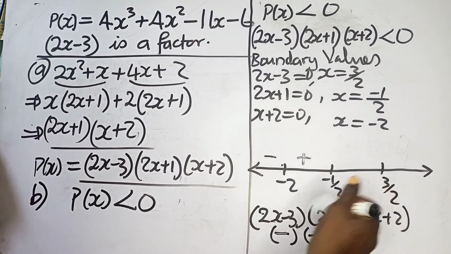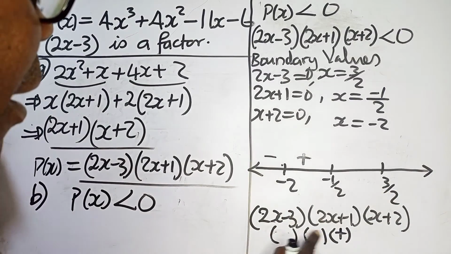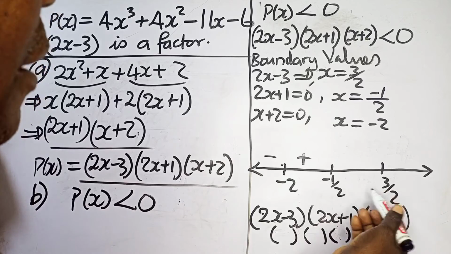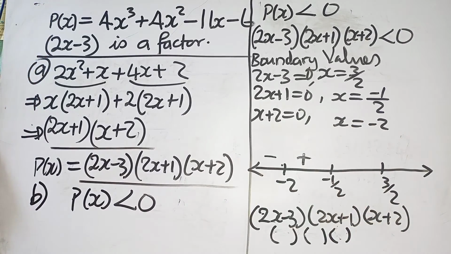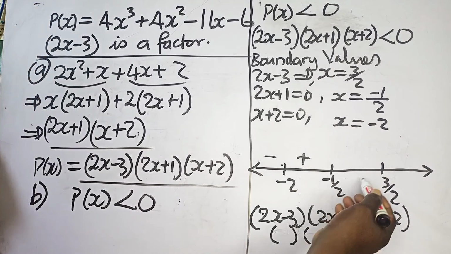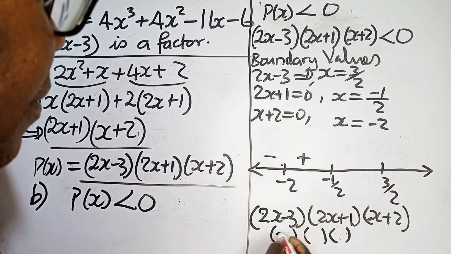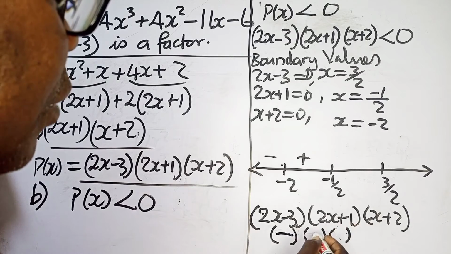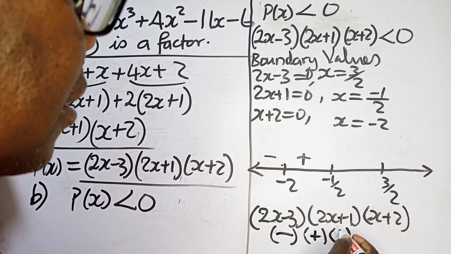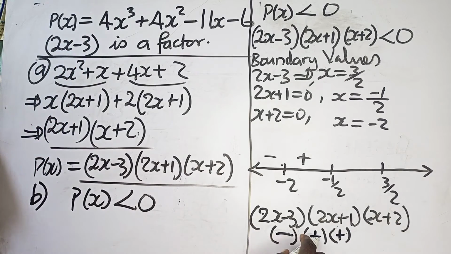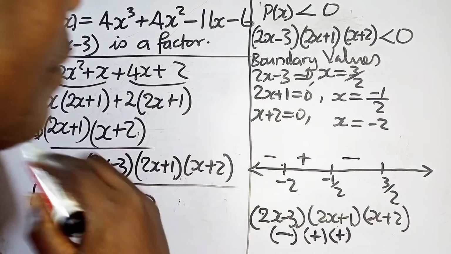We'll take a value in this zone and we carry out the same analysis. A value in this zone, a good example could be 0. 0 falls in this zone. So if we put 0 for x, this is what? Negative 3. Put 0 for x, this will be positive 1. Put 0 for x, this is positive 2. Negative multiplied by positive, negative. Negative multiplied by positive, negative.